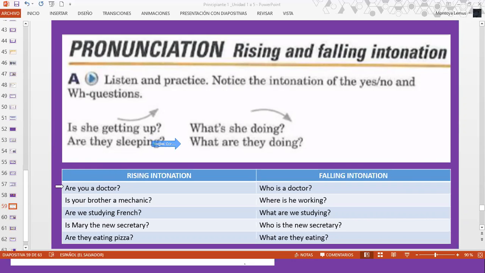Okay, let's practice with this. Let me change the color. Are you a doctor? Are you a doctor? Who is a doctor? Is your brother a mechanic? Is your brother a mechanic?